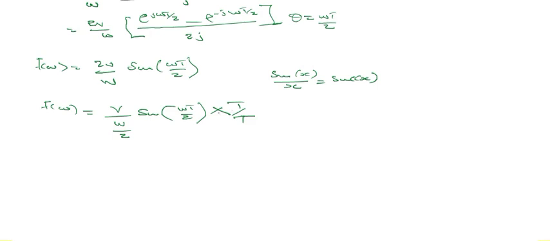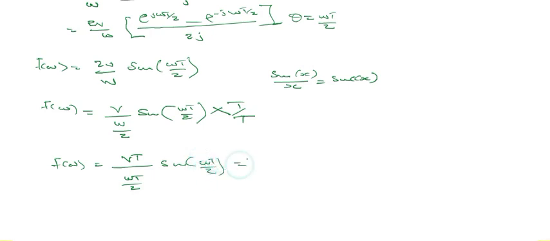So multiplying this by t, now we are going to have something like this. F of omega will be v all over. So now v times t is vt. Let's call it vt. So now this t will multiply this omega, and we are having omega t over 2. So now you see that we have achieved our aim, sine omega t over 2.